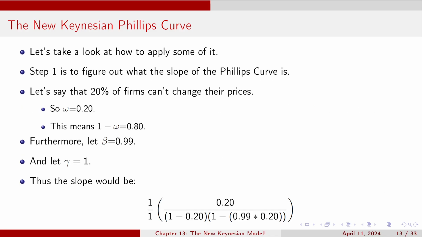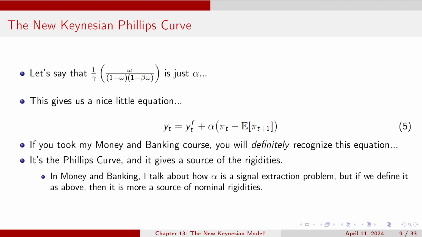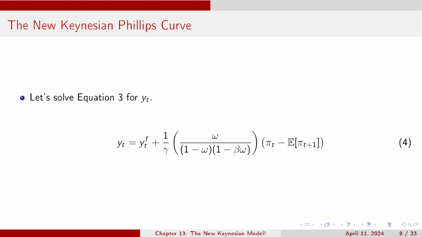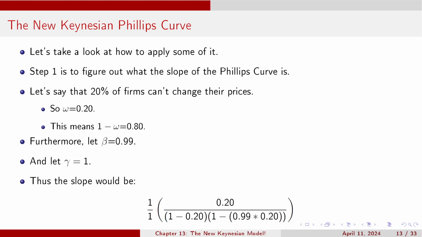So how does this work? Well, let's play with the slope of the Phillips curve a bit. So first we want to figure out what the slope of the Phillips curve is. Well, where is it? Right here. That's 1 over gamma times omega over 1 minus omega times 1 minus beta omega. All right, that's what the slope is. We just want to plug stuff in there now.